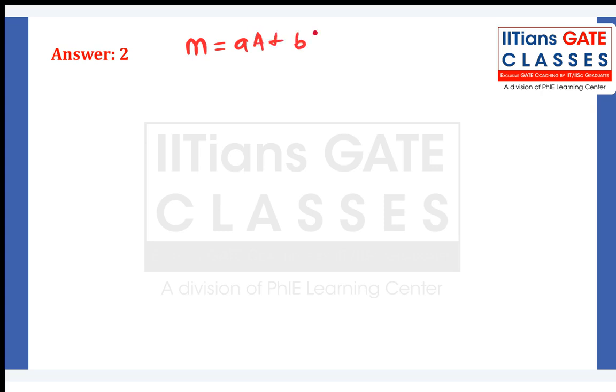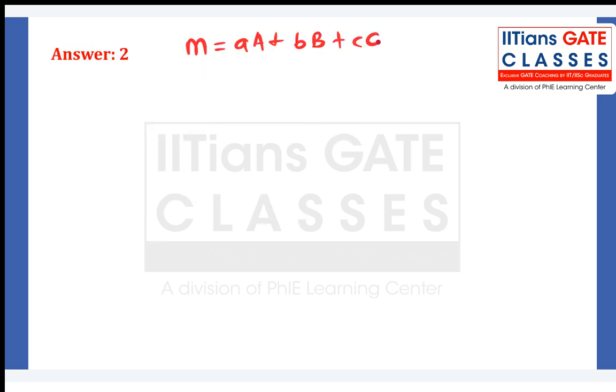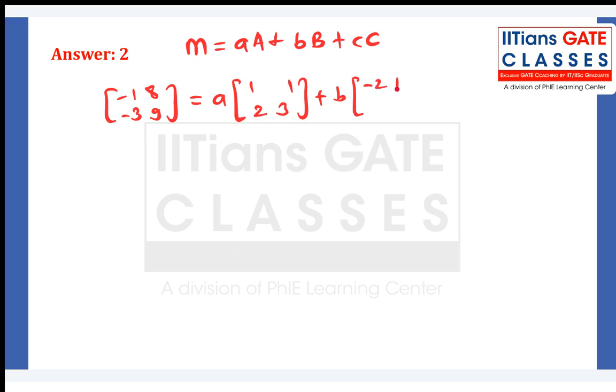Okay, so now what is M? Let's write this so that we can get the equations. M is -1, 8, -3, 9. Small a is unknown, capital A is 1, 1, 2, 3. Again, all of this information is given in the question. Capital B is -2, 1, 4, 3, and C is 1, 3, -1, 4.